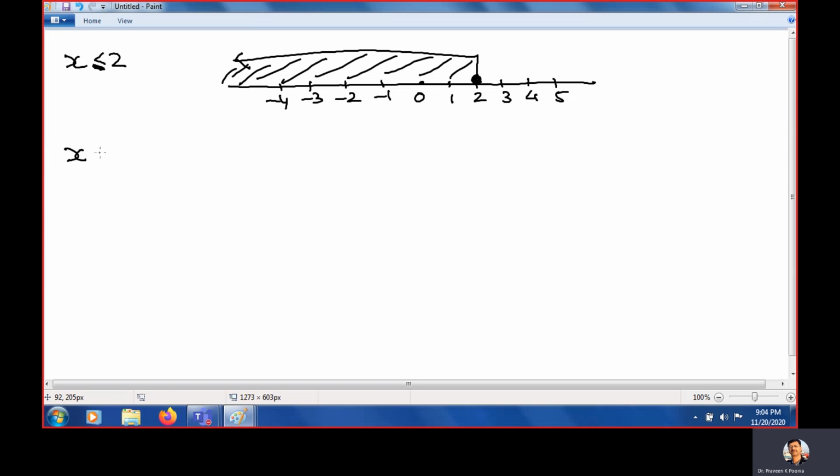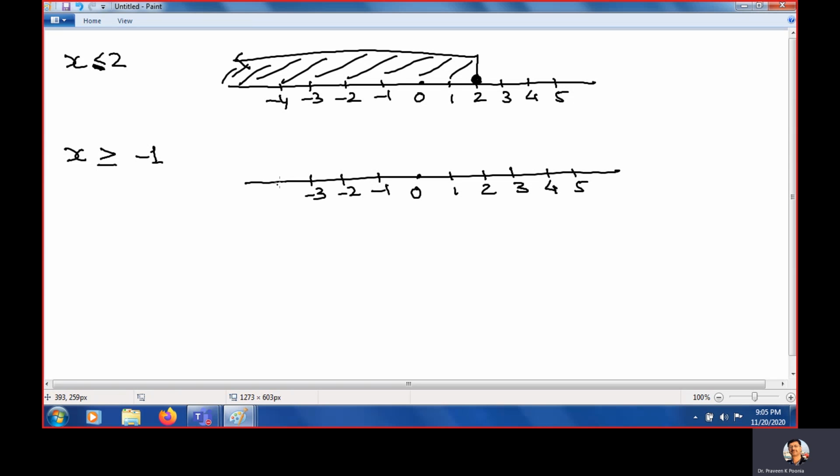Okay, and if I want to make greater than or equal to -1, if it is greater than or equal to -1, what will it be? 0, 1, 2, 3, 4, 5, -1, -2, -3, -4. Greater than means this side, right side. Equal -1. Equal means it is a closed dot like this one. Okay, going this side. Now cover it. It's very simple. Understand?